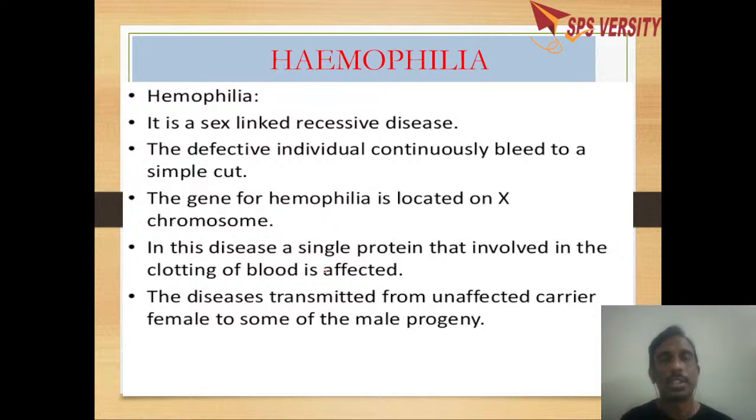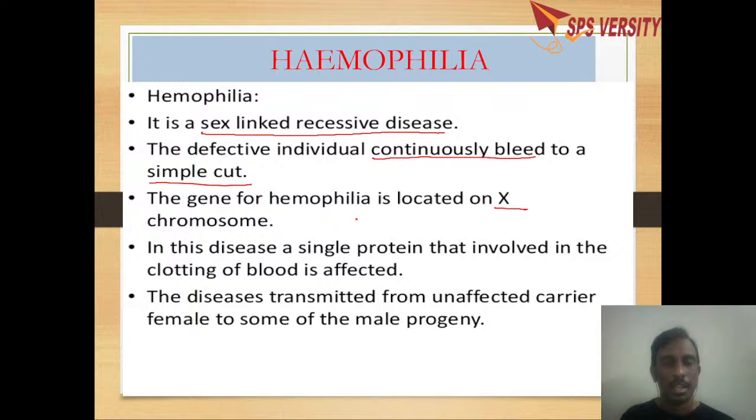And next we are going to discuss hemophilia. The genes which are related to hemophilia are present on the X chromosome. That is called a sex-linked recessive disorder. What will happen in hemophilia? The individual who is suffering with hemophilia, the blood will bleed continuously, even for a simple small injury. The gene for hemophilia is present on the X chromosome. It is not present on Y. So what is the reason for this?